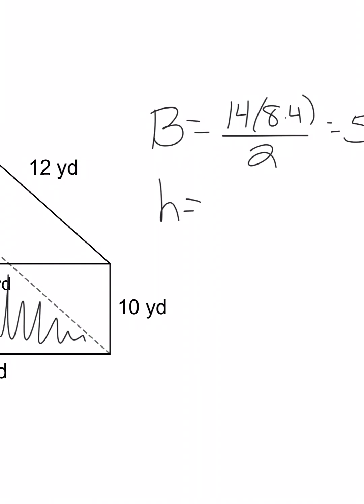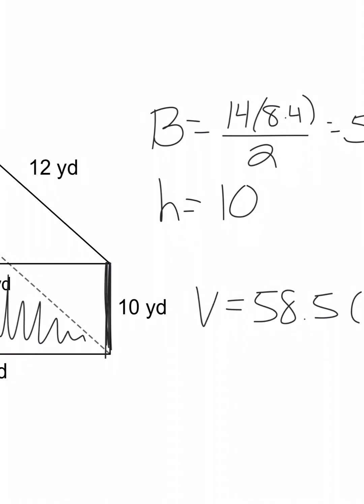10. Why is it 10 and not 12? Because 12 is the sideline. Right. 10, remember, connects those two bases together. And then what's the last thing we need to do? 58.8 times 10. What do we get? 588. Sorry, this is supposed to be 8. 588 what? Yards cubed. Good.